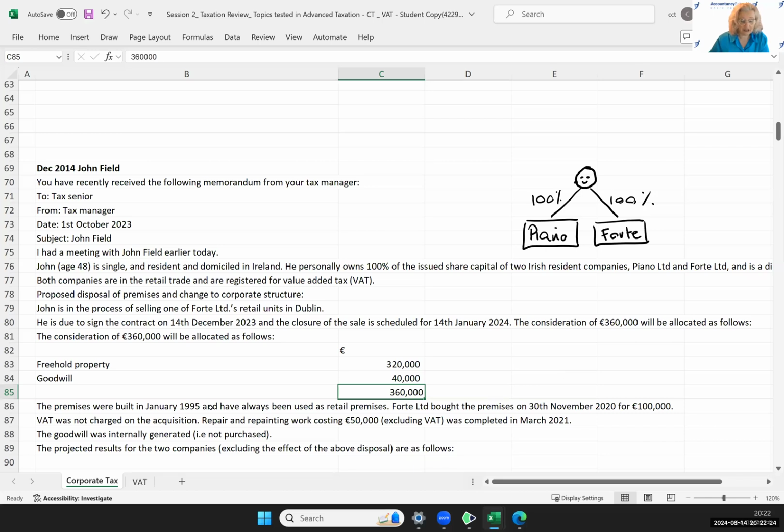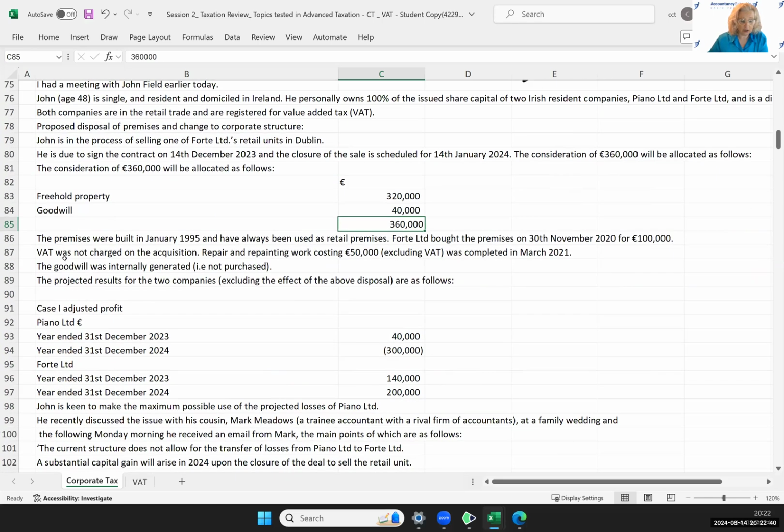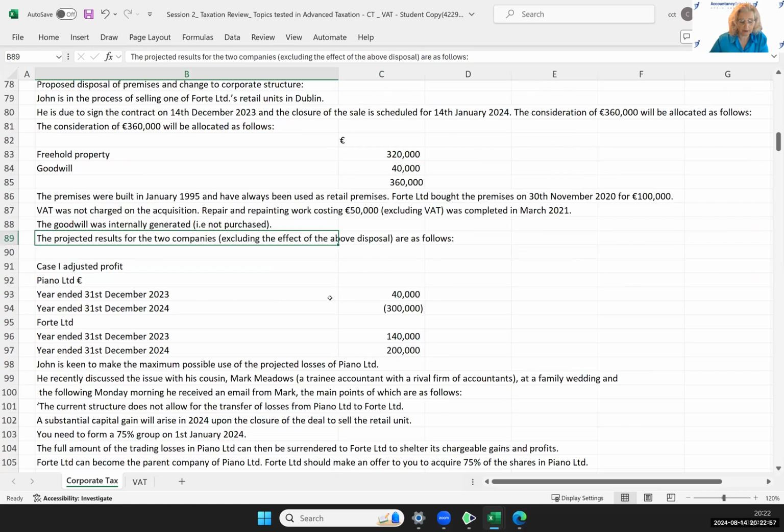And we're given information down here about its cost. So that's grand. We know we're going to have to calculate the gain on disposal and then adjust it for corporation tax purposes. And that will be in the Forte company. All right. The projected results for the two companies, so I'm skipping bits here, but I just want to pull out so that we can do basic computation with losses in it. So the projected results for the two companies, excluding the effect of the above disposal, are as follows.